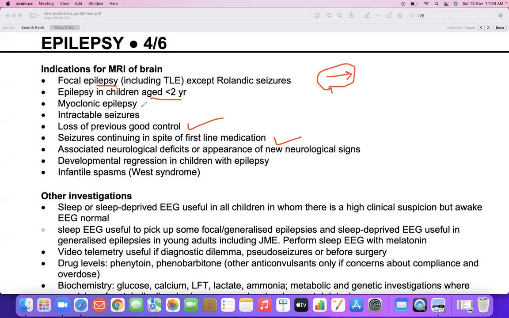2 years. Then in myoclonic epilepsy, can someone tell me what do you mean by intractable seizures? Fatima Nura, who is with me? Dr. Muhammad Khalifa. Okay, welcome. Tell me.